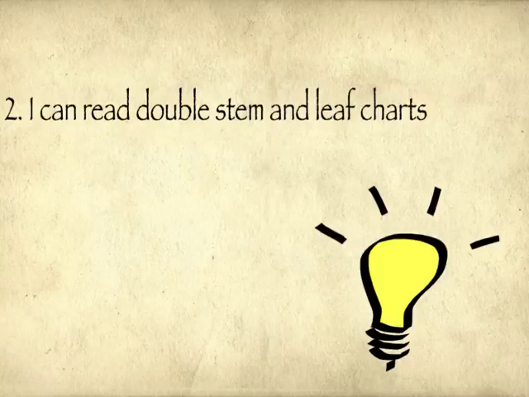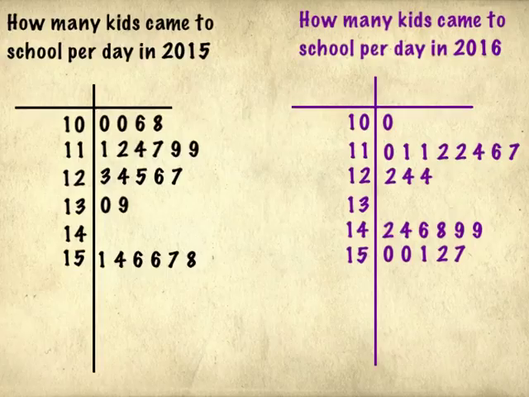So let's move on and talk about reading double stem and leaf charts. So here I have two stem and leaf charts. This one shows how many kids came to school per day in 2015. Obviously, it must have been a short school year. And of course, we know that this is going to be the ones columns over here on the leaves. So one day there were 100, one day there were 100, 106, 108, 111, 112, and so on.